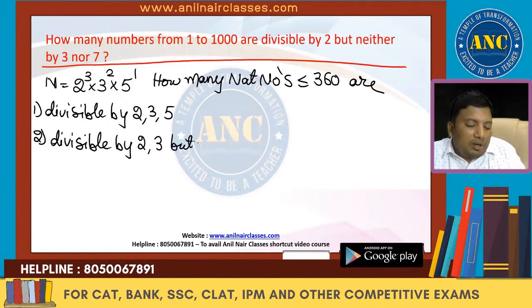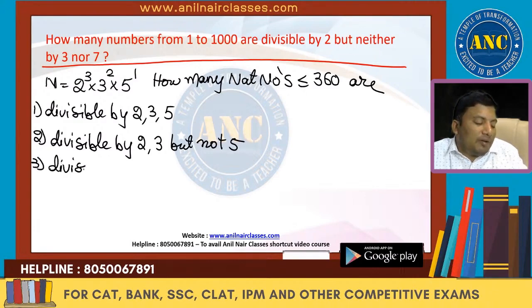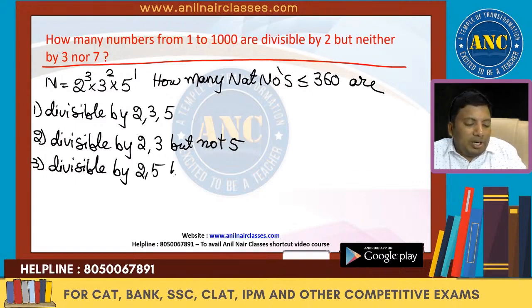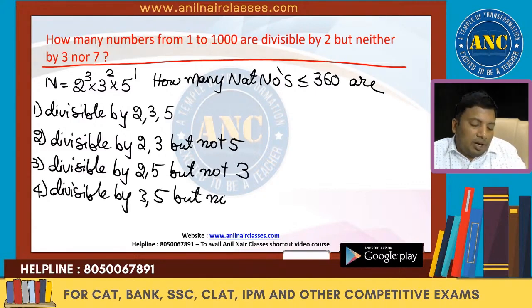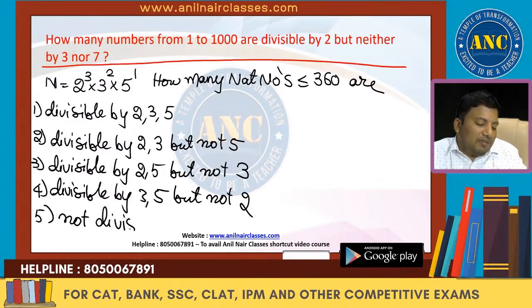Divisible by 2 and 3, but not by 5. Please write down all these questions. Divisible by 2 and 5, but not by 3. Divisible by 3 and 5, but not by 2. Not divisible by 2, 3, 5.